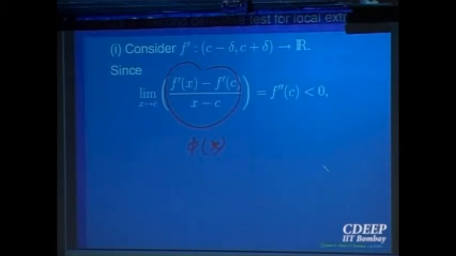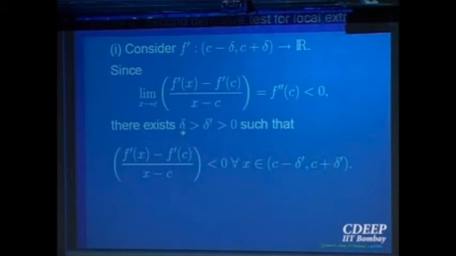So let us write that. There is a delta such that that thing is less than 0 for all x belonging to c minus delta to c plus delta, in a neighborhood of that point c. Right? That function should be less than 0. But I am given that f prime of c is 0. So I put that value, f prime of c is 0. So what does it give me? f prime of x divided by x minus c is less than 0.